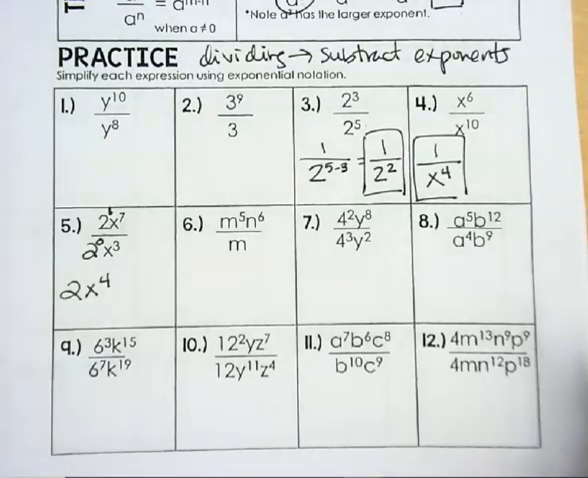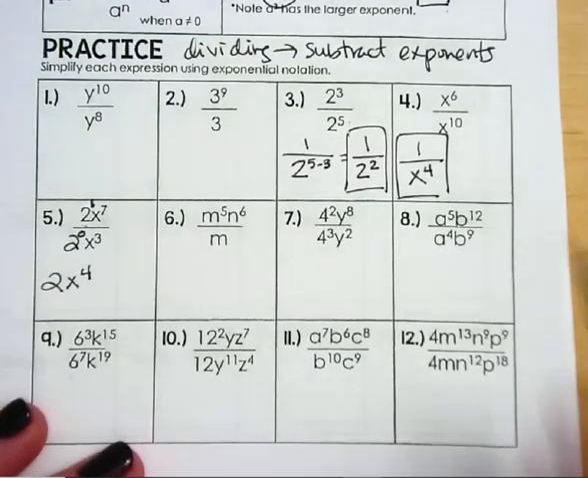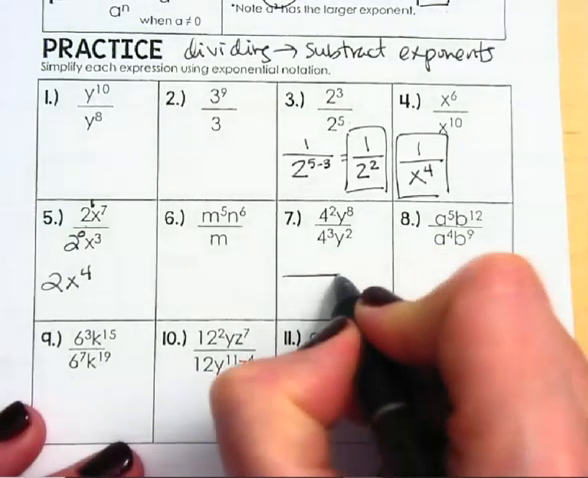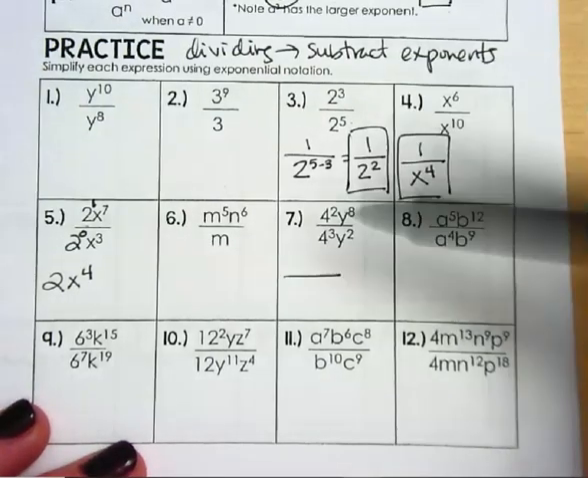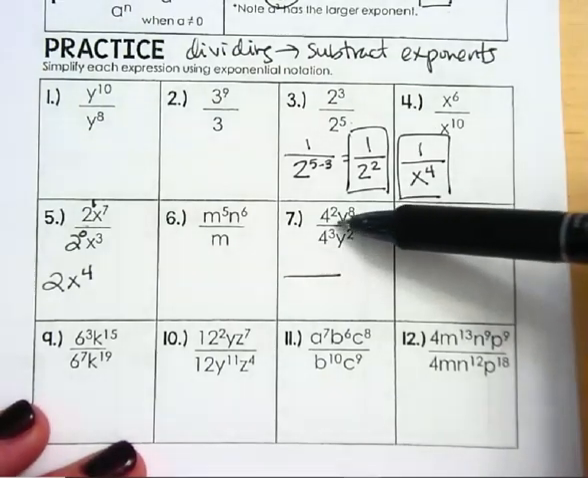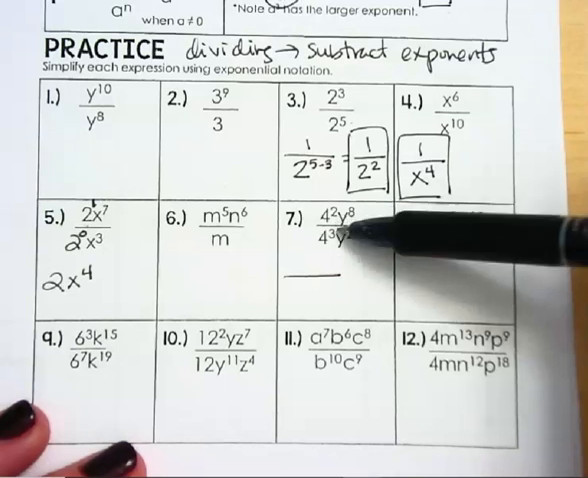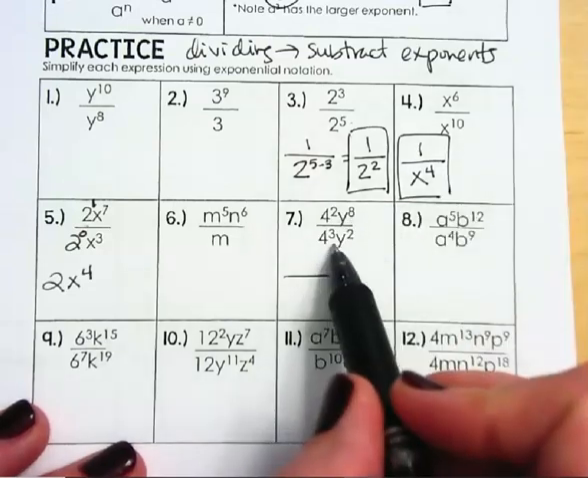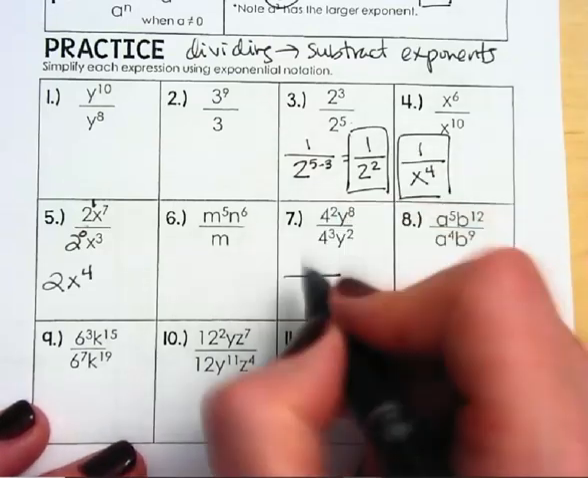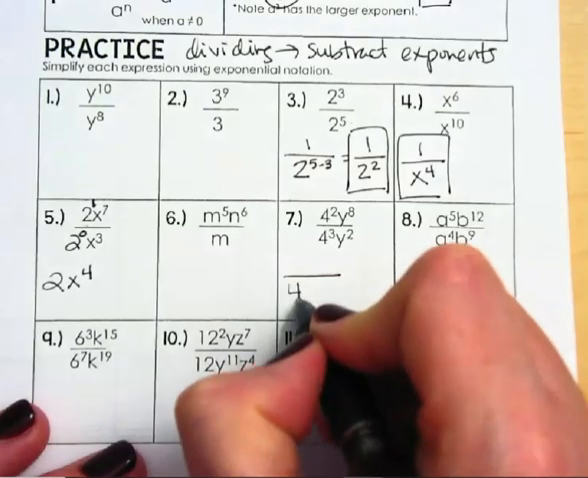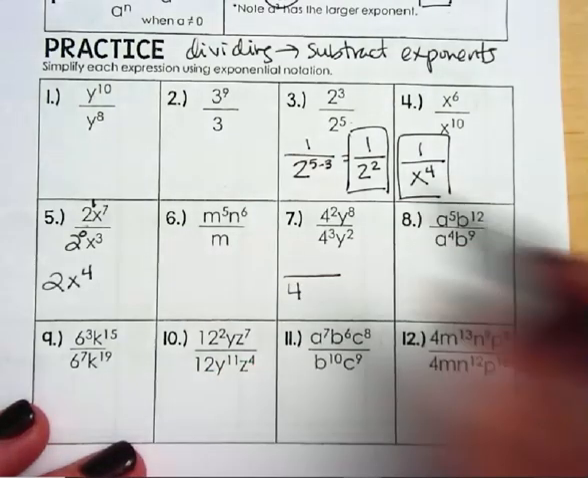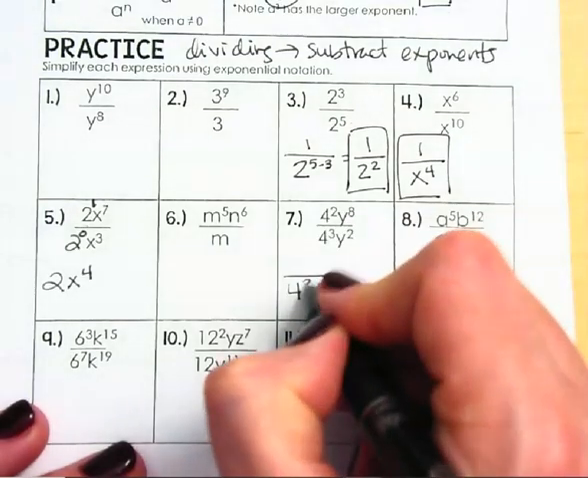Let's look at number 7. There are 2 bases, a 4 and a y. So we're going to do them one at a time. The first thing I want you to do is to look at the 4's and figure out where the biggest exponent is. Is it top or bottom? Numerator or denominator? And you'll notice it's the denominator. So what we're going to do is put our base of 4 down there and do our subtraction in the denominator. So 3 minus 2.